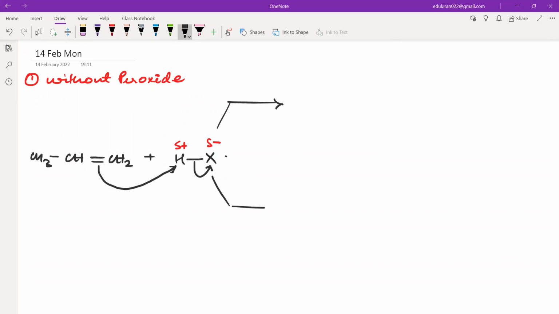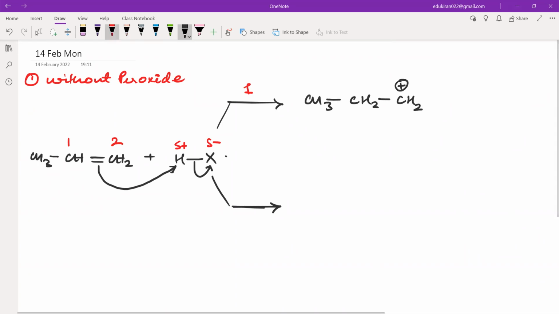So let us look at these two possibilities. Which of the carbons is going to get the hydrogen? Let us say that this is the first carbon and this is the second carbon. If the first carbon gets the hydrogen, then we'll have CH2 and then CH2, and there will be a positive charge, because this carbon initially had a pi bond but does not have any pi bond now. Initially it had four bonds, now it just has three bonds, that is why it is getting a positive charge.